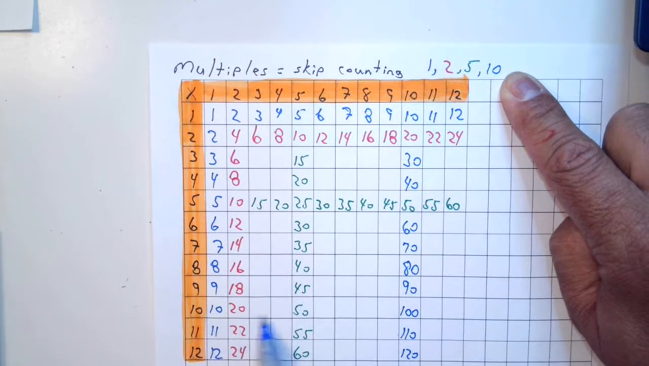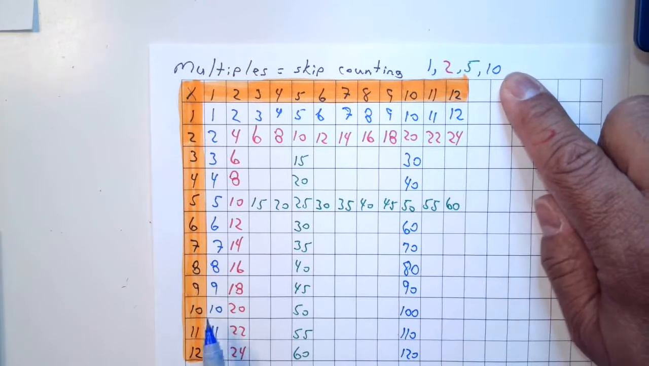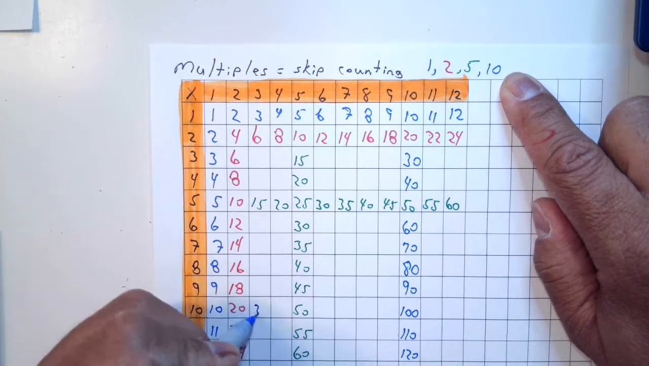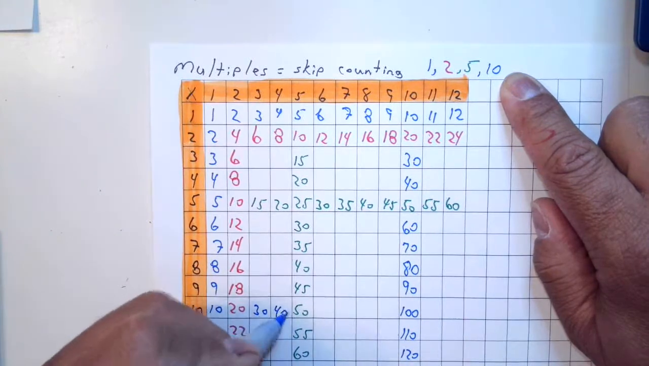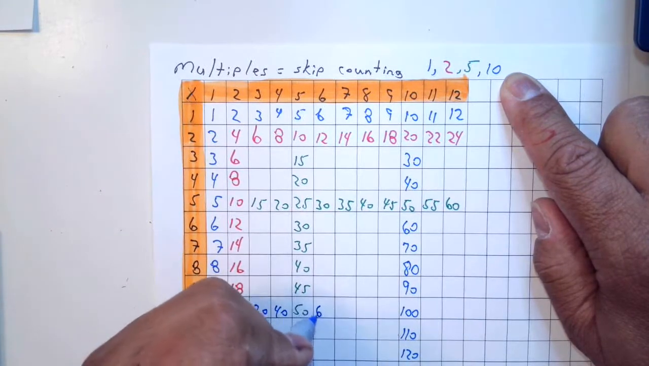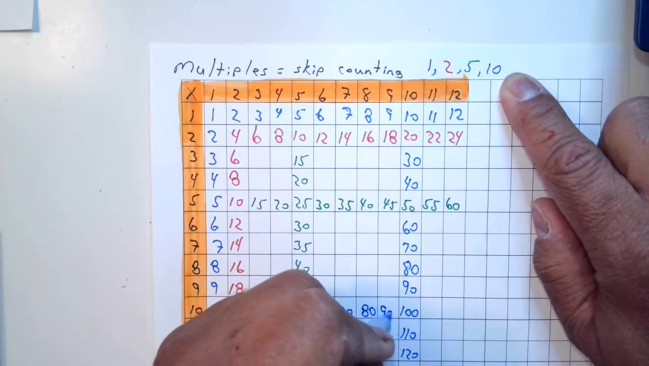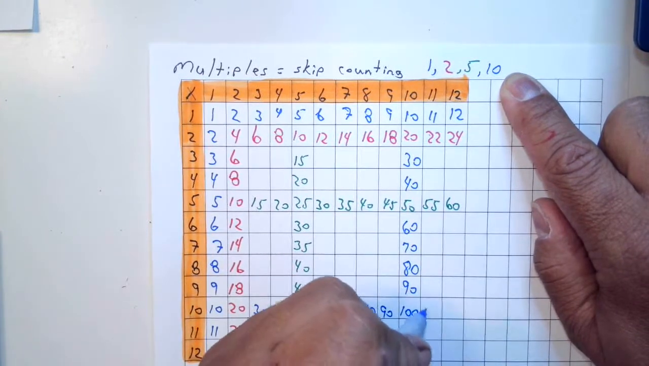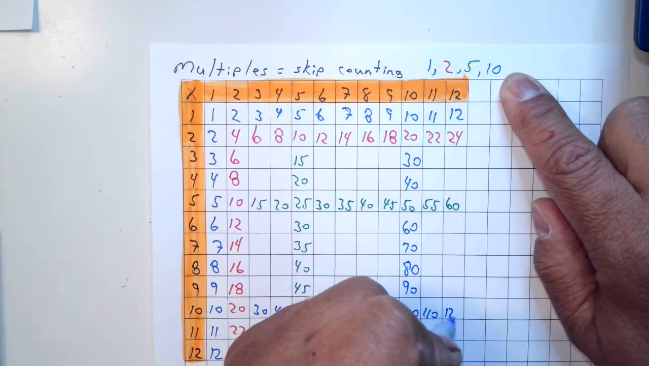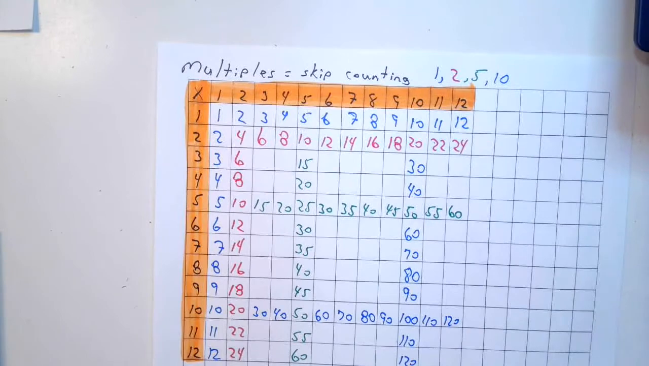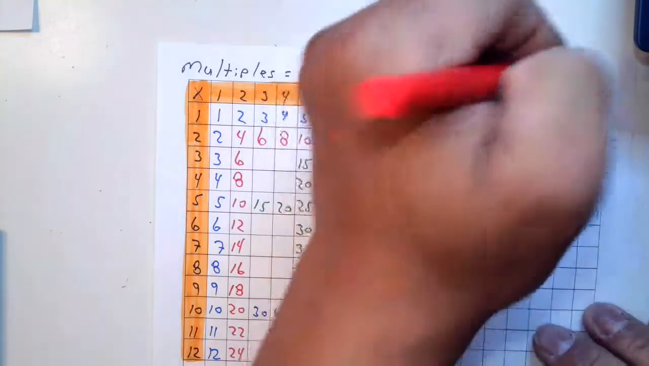Now we're going to go multiples of 10 going across. Okay, so multiples of 10, starting with the first one. First one is 10, 20, 30, 40, 50, 60, 70, 80, 90, 100, 110, 120. Okay, after the 10s, we're going to be doing the 11s.